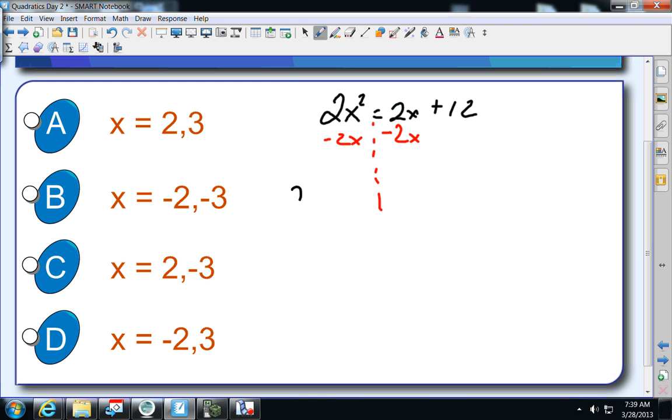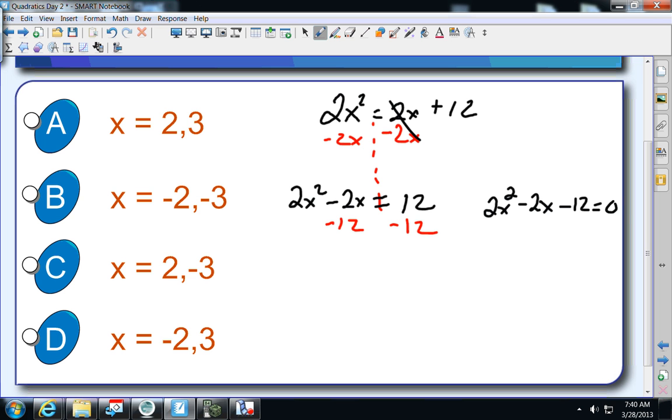I get 2x squared minus 2x equals 12. Move the 12 over, so I'll subtract 12 from each side. I'm going to get 2x squared minus 2x minus 12 equals 0. Now we're going to factor this.